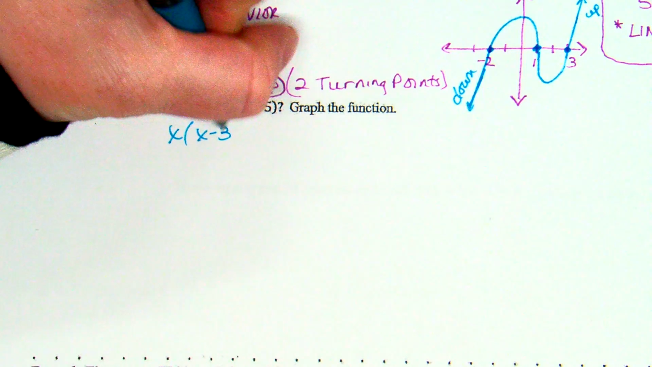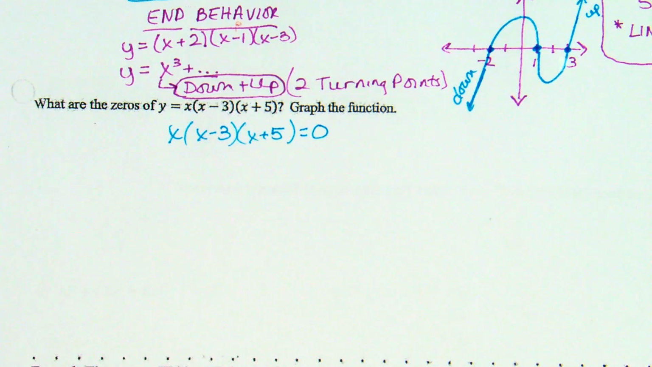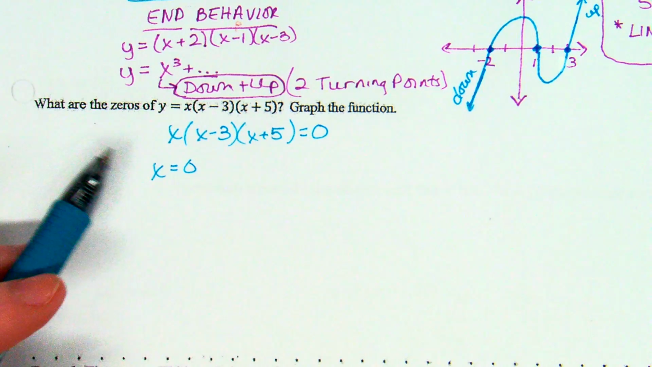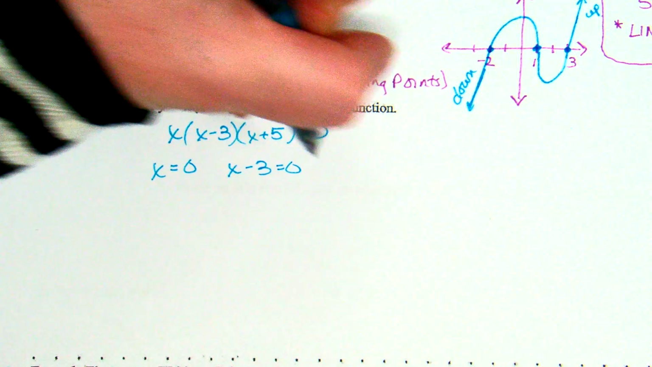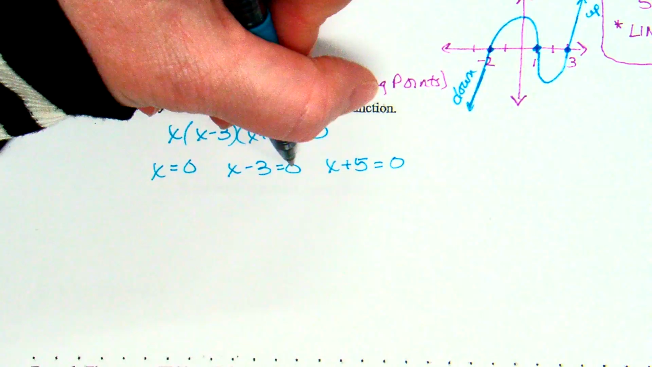X times x minus 3 times x plus 5 equals 0. To find your individual zeros, though, you don't want to FOIL it because we want to know what these zeros are. So we know we're going to set each of the 3 parts equal to 0. So x equals 0. X minus 3 equals 0. X plus 5 equals 0.